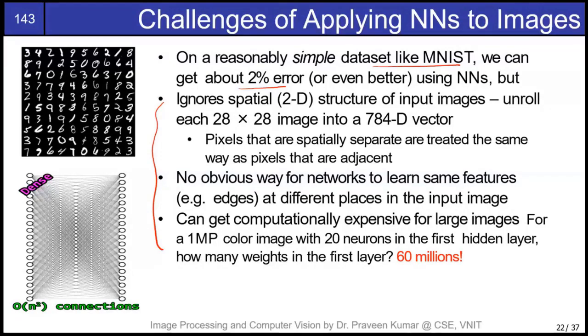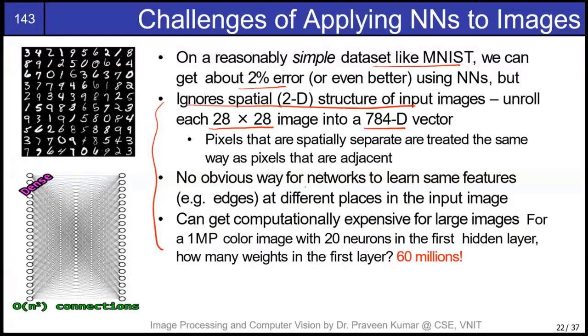First of all, if you just flatten out your images, for example in this MNIST image we have a 28 cross 28 image, if you flatten it out, it becomes a 784 dimensional vector. It ignores the spatial structure of the input images. If you just unroll it, then you are not giving any importance to the spatial structure of the objects in the images. You are basically treating each pixel independently, without their spatial coherence. We have seen that in images the local neighborhood plays a lot of importance. So there has to be some way to preserve the spatial layout.